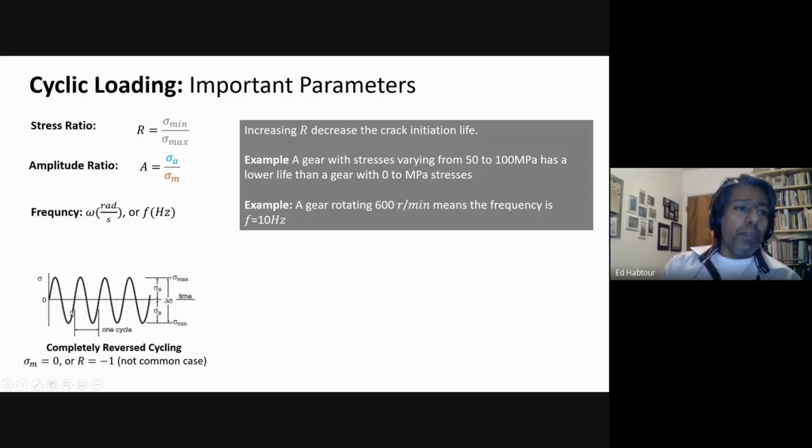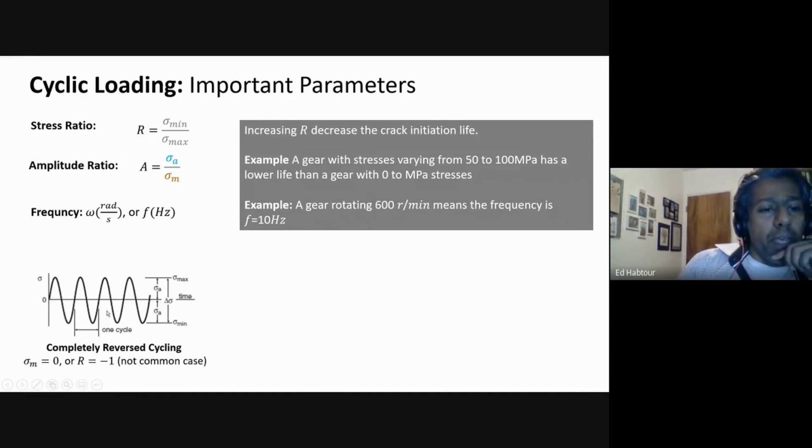So I mentioned briefly the reversed cycling. If it's completely reversed cycling, it means that your mean is 0 and your stress ratio is -1.